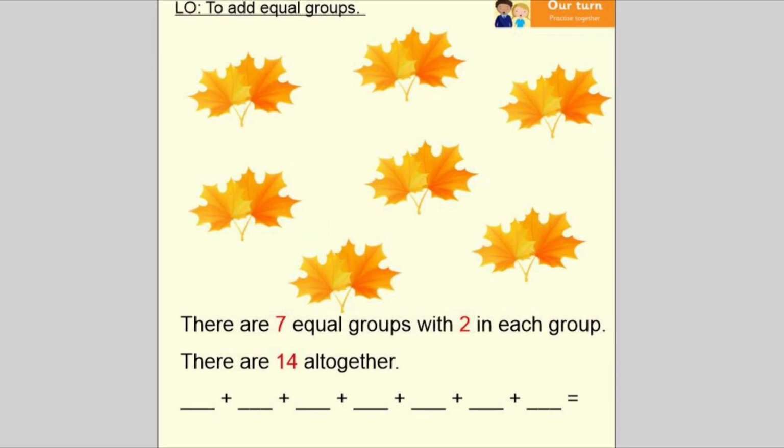Finally, our repeated addition number sentence. Well, what we just did when we counted in our 2s was add 2 7 times. So let's fill that in now. 2, add 2, add 2, add 2, add 2, add 2, add 2 equals 14.